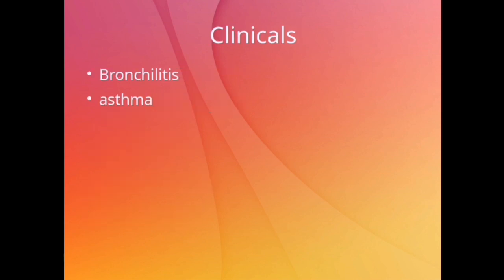Now let us talk about the clinicals. First of all, we have bronchiolitis. This is simply inflammation of the bronchioles, and this inflammation can actually obliterate the lumen, leading to closure of the lumen due to the fibrosis of the inflamed wall. And then we have asthma. This is characterized by sudden constrictions of the smooth muscle in the bronchioles, causing what we call bronchospasms, triggered by certain irritants. For example, cold air can actually trigger asthma.